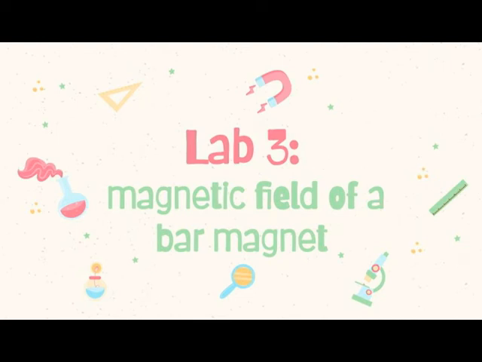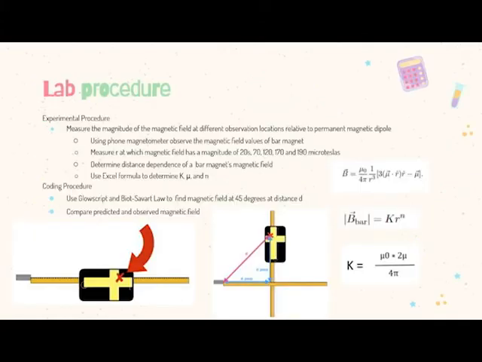Hello, my name is Sophia Payne, and today I'm going to be talking about Lab 3, the magnetic field of a bar magnet. The purpose of this experiment is to measure the distance dependence of the magnetic field of a bar magnet and observe how the magnitude of the magnetic field changes as we increase and decrease the distance to the observation location from this magnetic field.